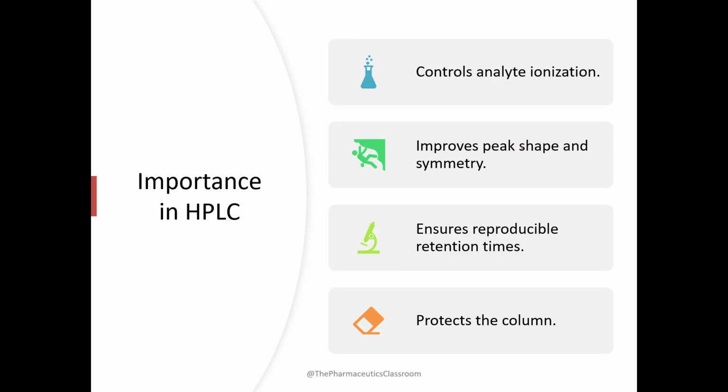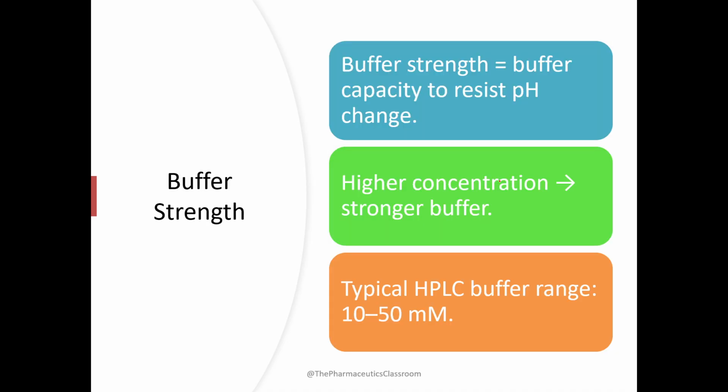Buffers improve the peak shape and symmetry. As they will be in one form, it will behave like only one compound. They will have only one physicochemical property. It will ensure reproducibility. If you are using a buffer, you will get reproducibility and the same retention time. It will also protect the column.